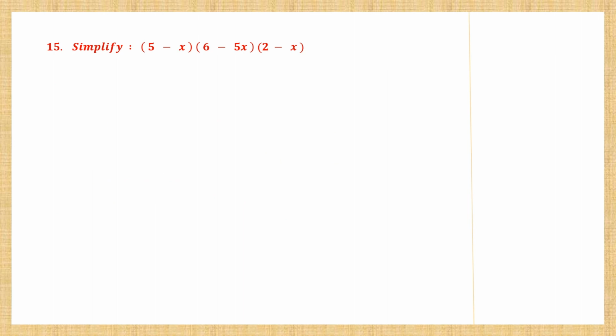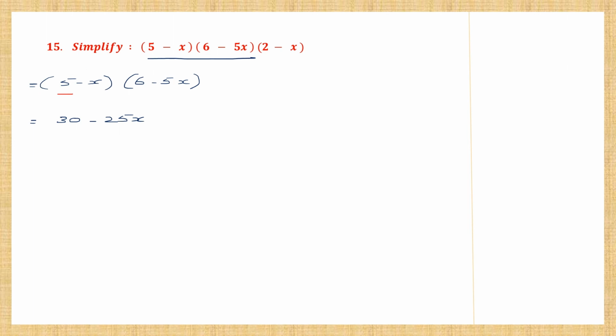Question 15. Here we have to multiply 3 binomials. So here we can take any two. So let's begin with this. So that is 5 minus x into 6 minus 5x. So first we multiply 5 into 6, the first term there. 5 sixes are 30. Then we multiply 5 into the next one, that is 5 into minus 5x. The sign is minus. 5 fives are 25 and x.